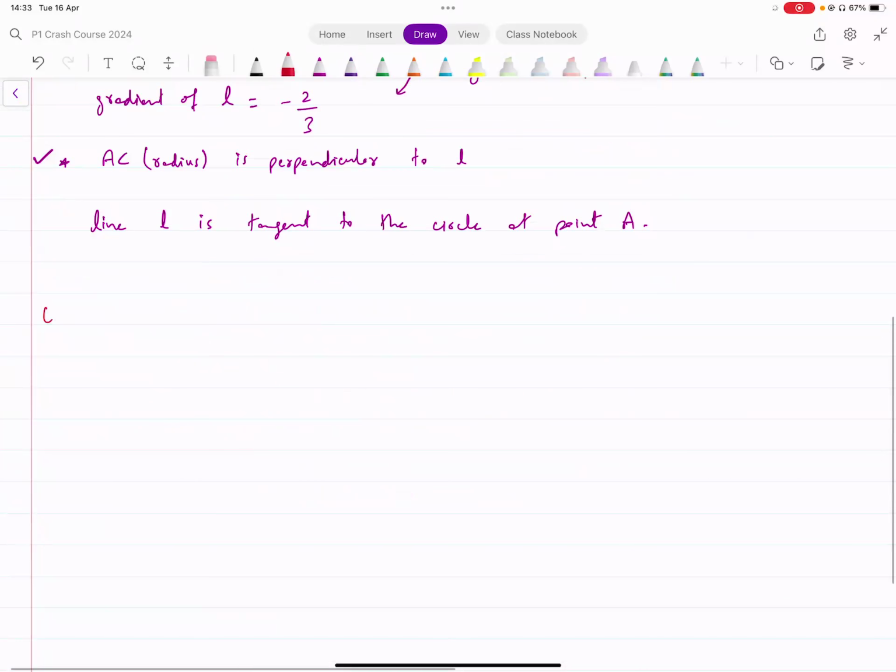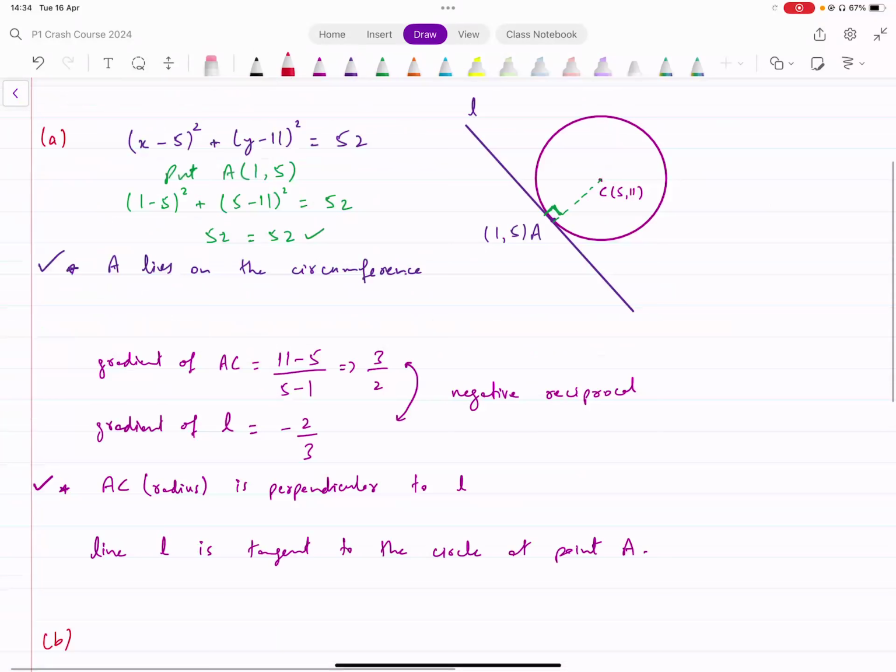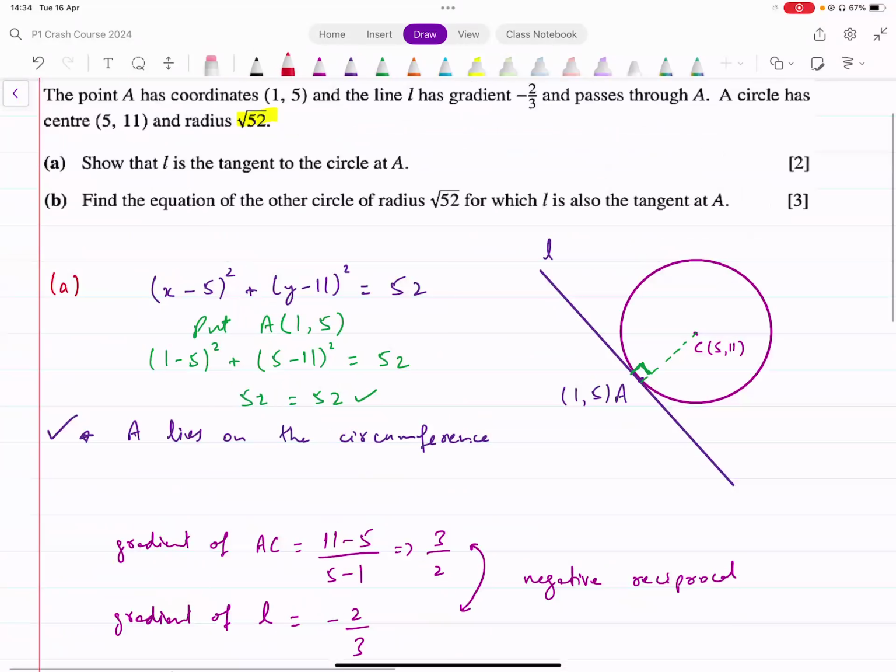Let's look at the second part now, part B. Part B says, find the equation of the other circle of radius square root of 52 for which line L is also the tangent at A. So now we've got another circle that has the same radius, and the line L is also the tangent at the same point A.